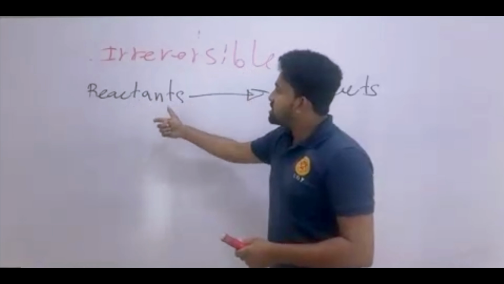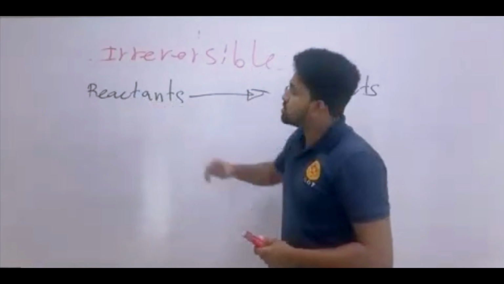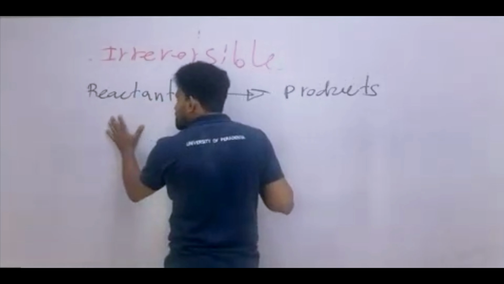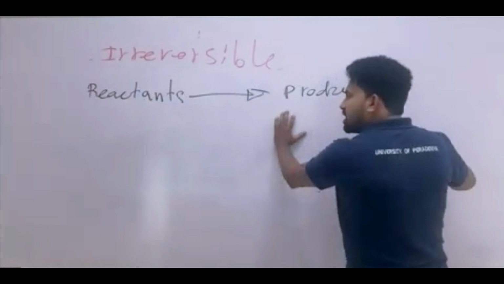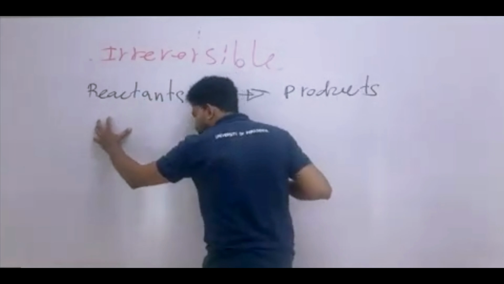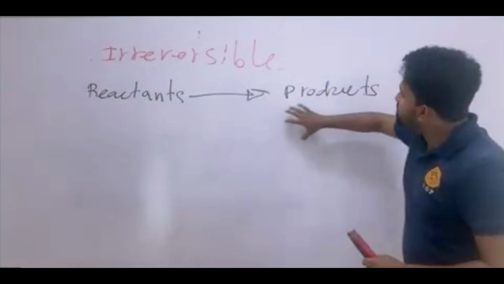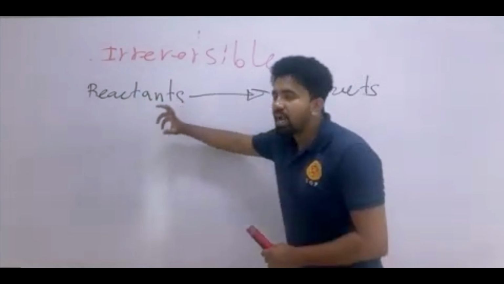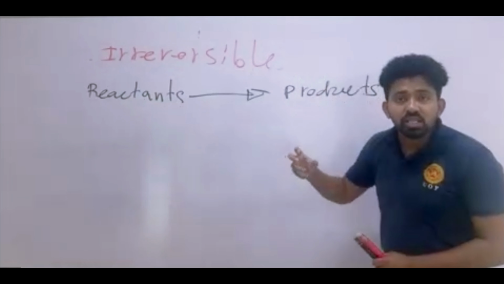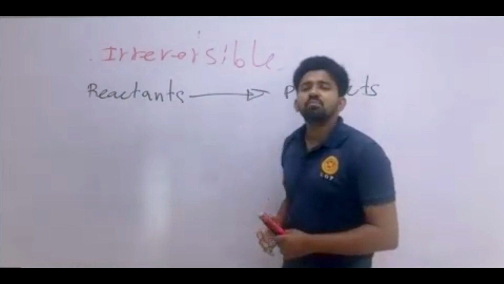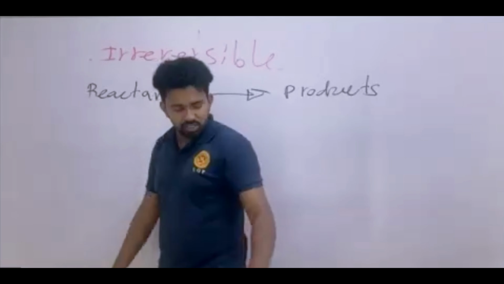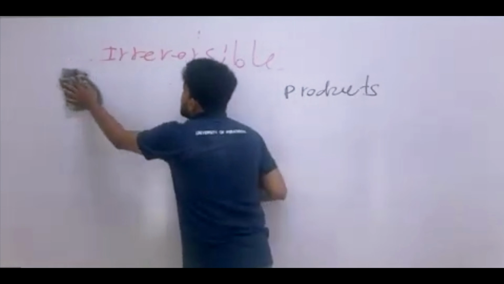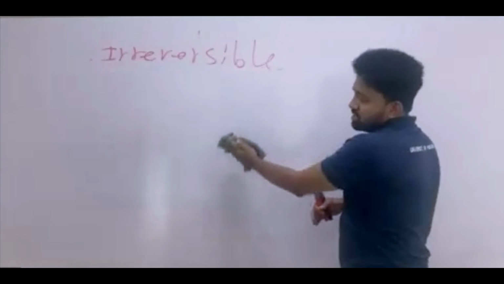If we react reactants in stoichiometric ratios, there will be no reactant at the end. There will be only product at the end. Initially, there will be reactant. At the end, there will be only product. One-way reactions have only reactant or only product present in the reaction mixture. Likewise, some properties are there. So you know these things. Then I'll move to the next type of reaction.